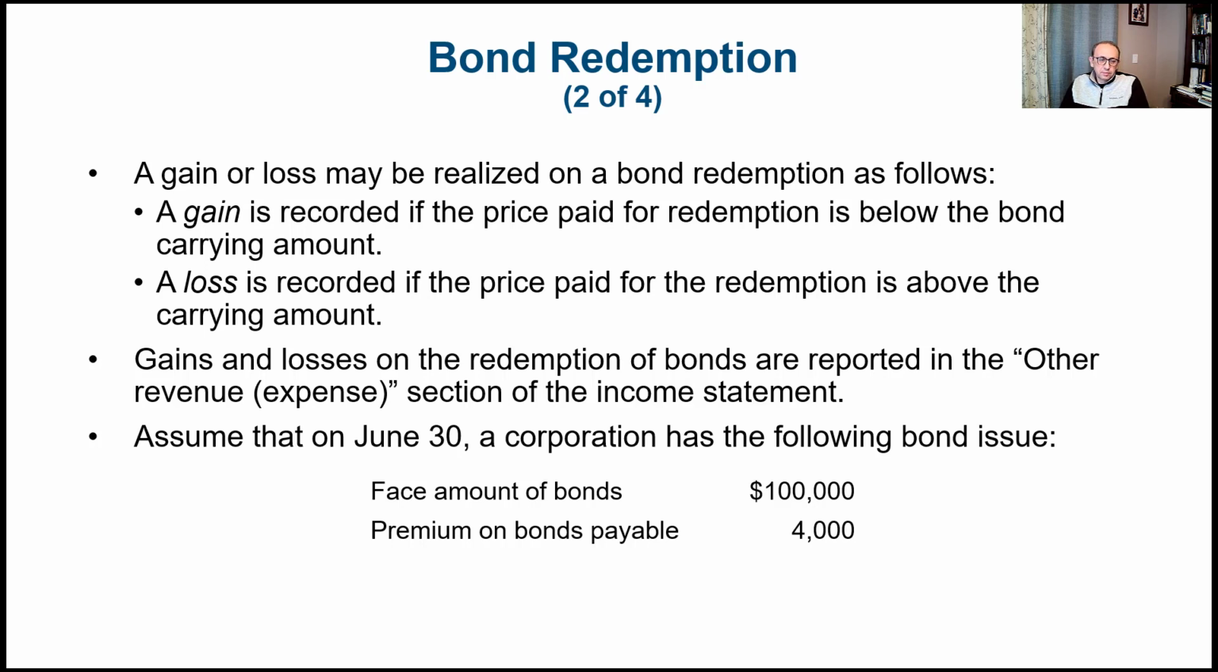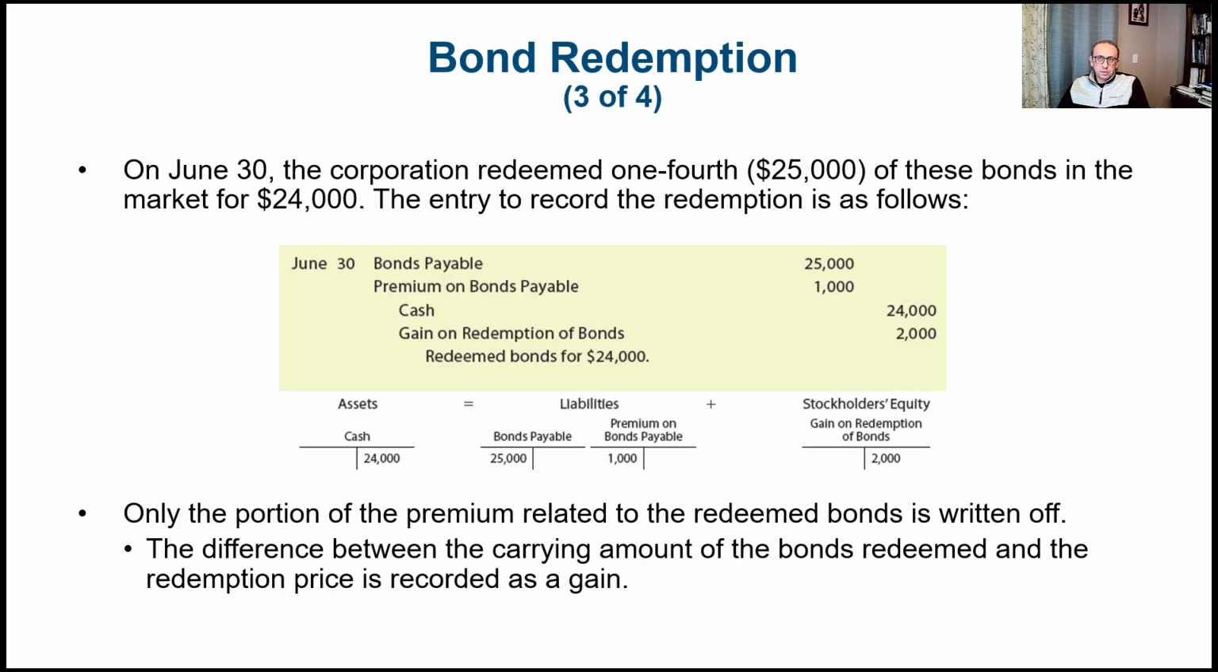So assume that on January 30th, a corporation has the following bond issue. They have the face amount of the bonds for $100,000, and they have a premium on bonds payable of $4,000. So in other words, the carrying value on June 30th would be $104,000. On June 30th, the corporation redeemed 1/4, or $25,000, of the bonds in the market for $24,000. The journal entry to record the redemption is as follows, and we have to pay attention to the sequence that I'm going to be talking about.